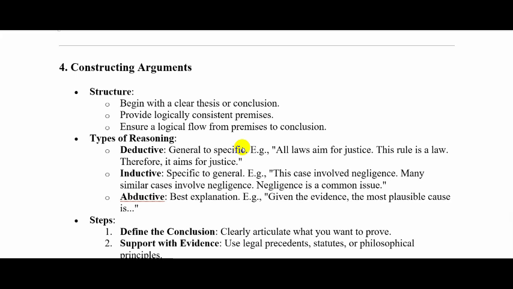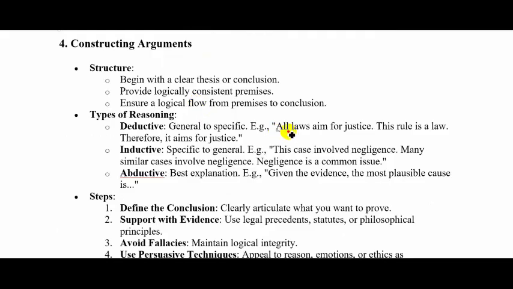Now, the types of reasoning: deductive, inductive, and abductive. What is deductive reasoning? Basically, we have to understand that it is from general to specific. So general means all. So here we can see the term all is there. So when we say all, it is deductive. So all is general. All laws aim for justice. This rule is a law. Therefore, it aims for justice. So basically, this is premise 1. This is premise 2. And this is the conclusion at the end. So we have the deductive reasoning, which is basically general to specific.